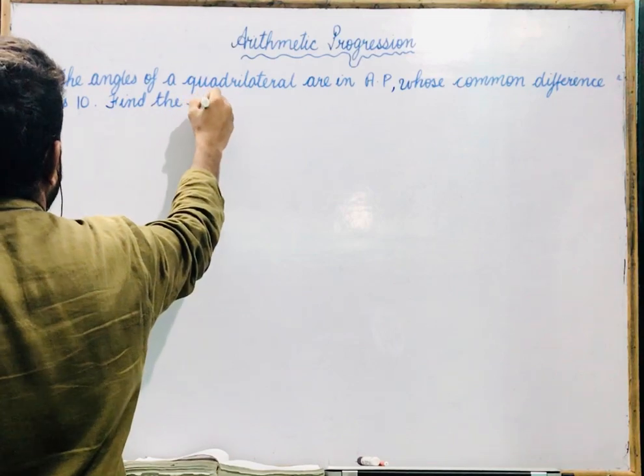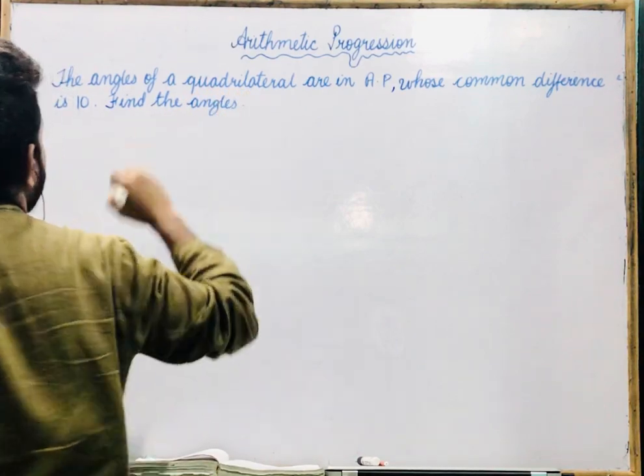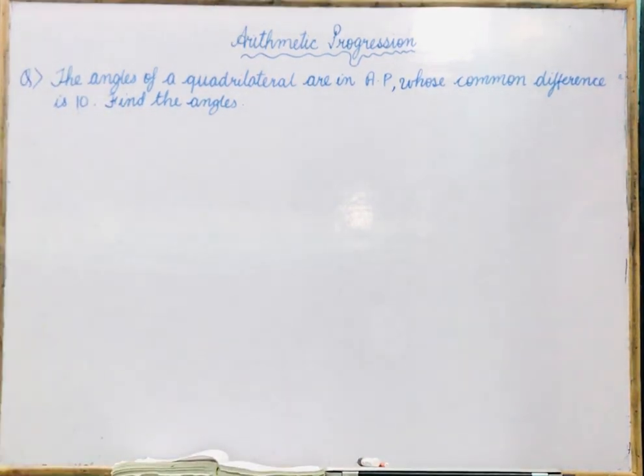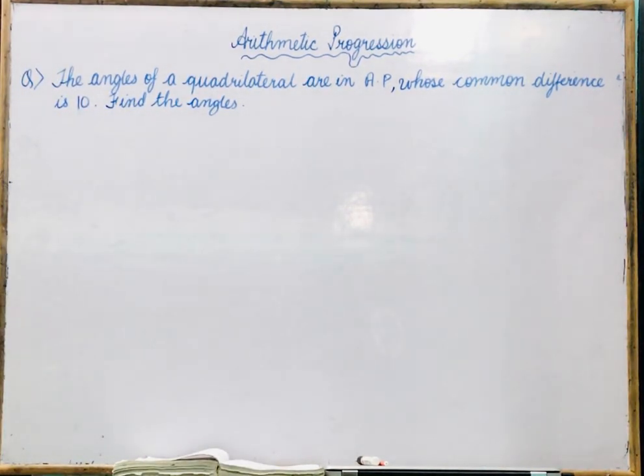Find the angles. So how many angles does a quadrilateral have? A quadrilateral has 4 angles. So you are thinking that there are 4 angles, so you will be taking the 4 terms as a minus 3d, a minus d, a plus d, and a plus 3d. Correct?